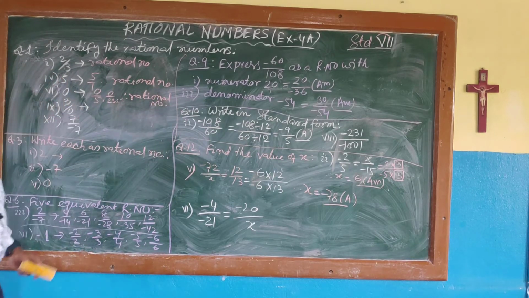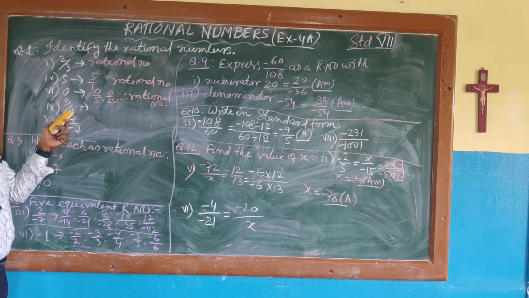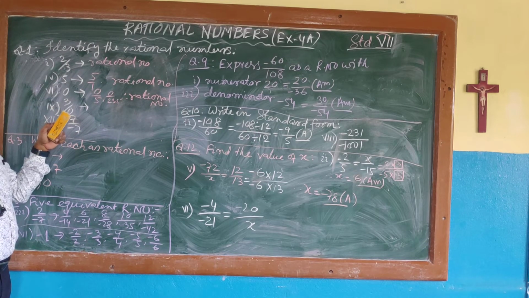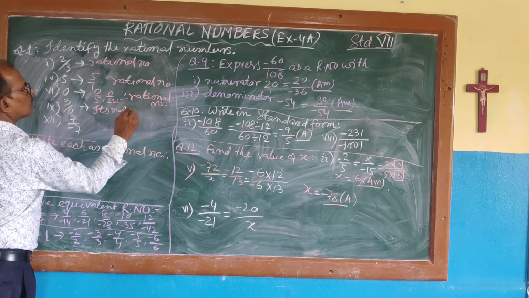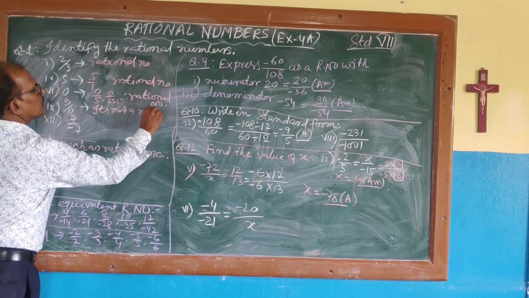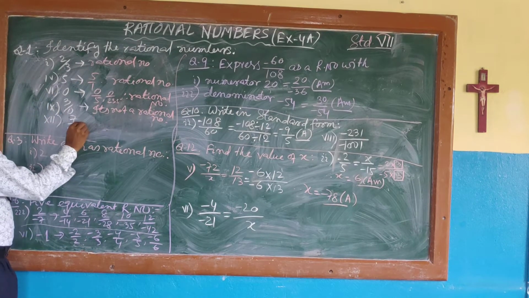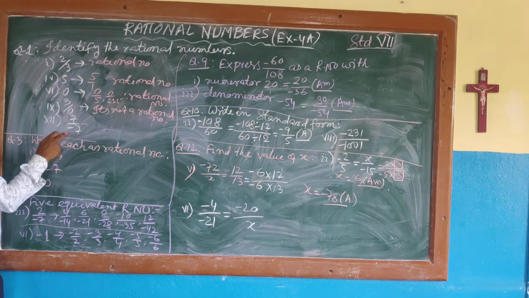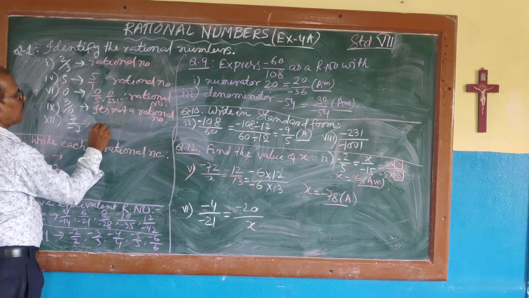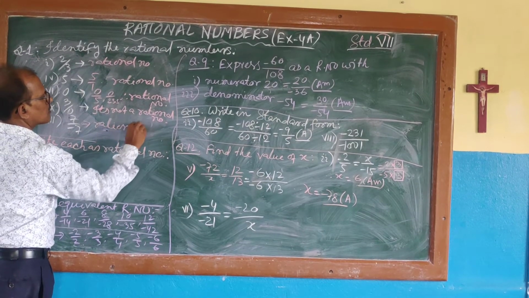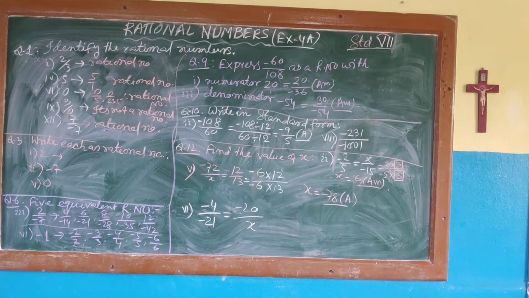Now 3 by 0. See, p and q are both integers, fine. But the second condition, q is what? Q is not equal to 0. Here q is 0. It's not a rational number, because q is equal to 0. Q should not be equal to 0. This one, p and q are both integers, and q is not equal to 0. It's a rational number. I hope you have got the concept of rational number: p and q belong to integers, q not equal to 0.